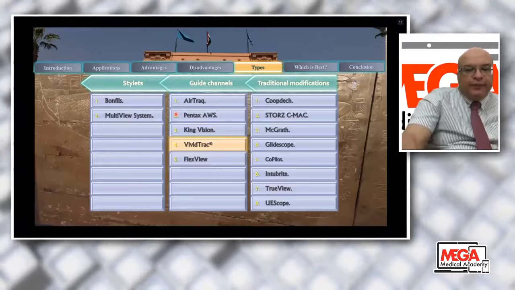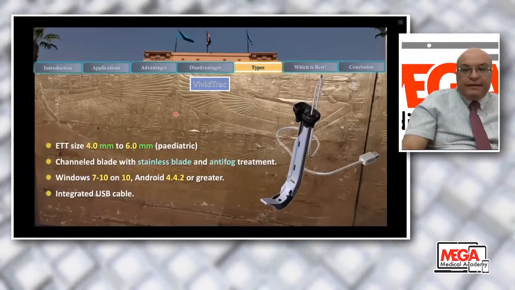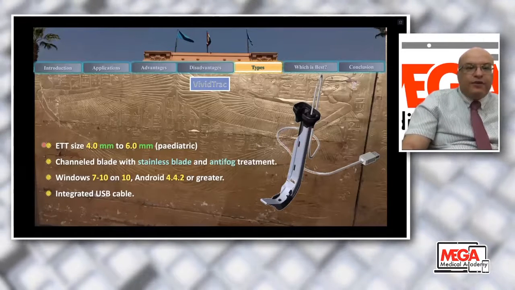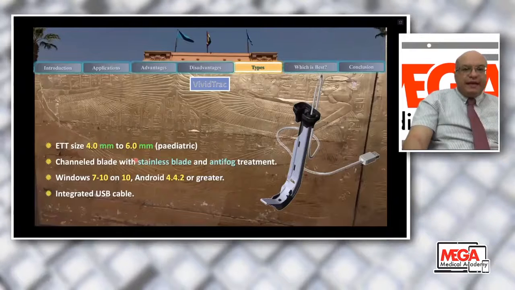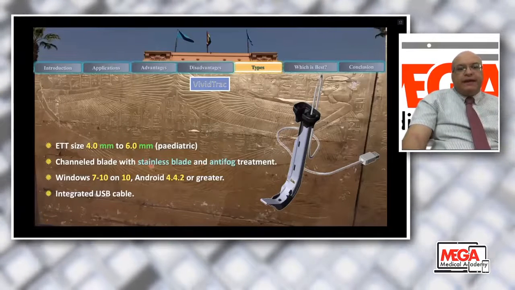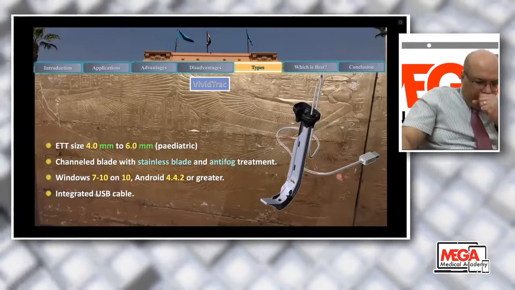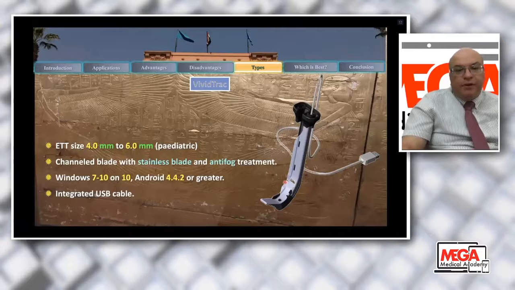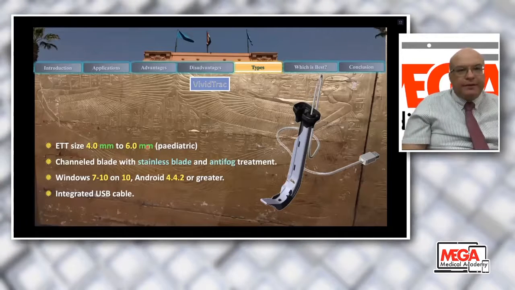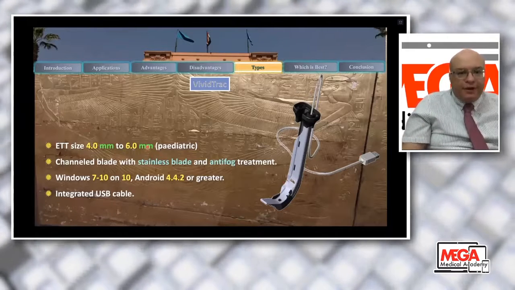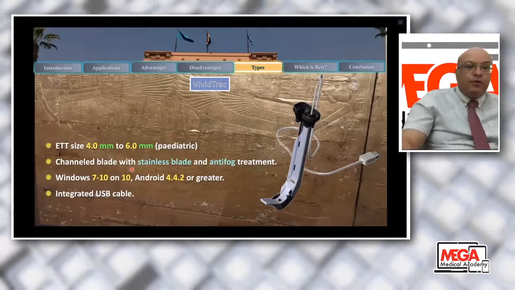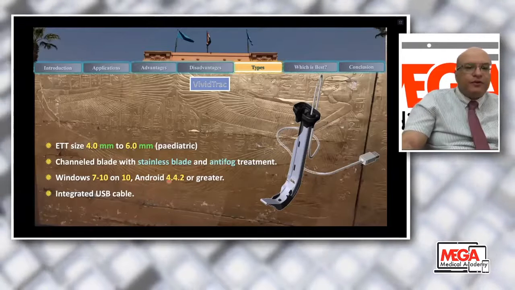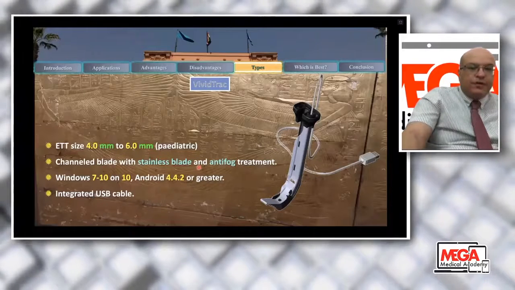Vivitrac. Vivitrac is interestingly single use, available in pediatric for endotracheal tube size 4 to size 6, and has a stainless plate with anti-fog treatment. As you can see, there is a USB connecting cable. It could be connected to any tablet, laptop, computer, or screen, including operating by Windows 7 to 10 or Android 4.4.2 or greater with integrated USB cable.